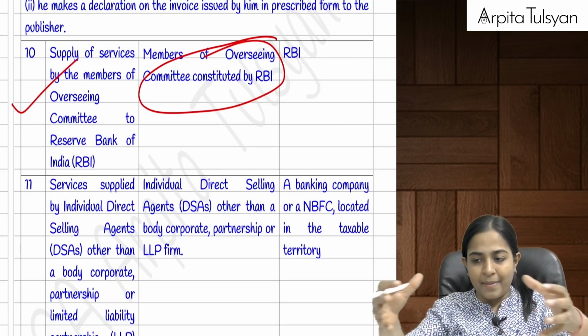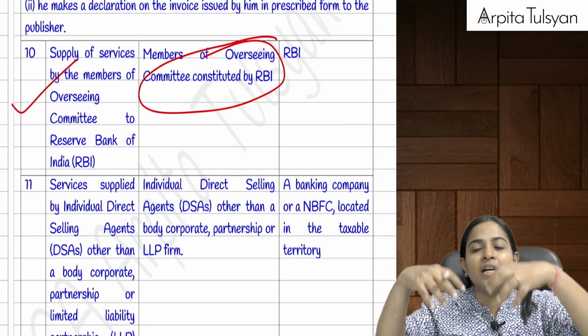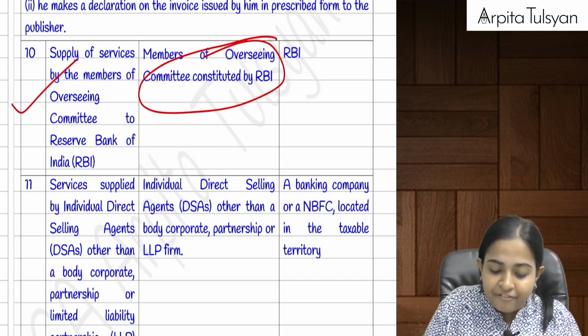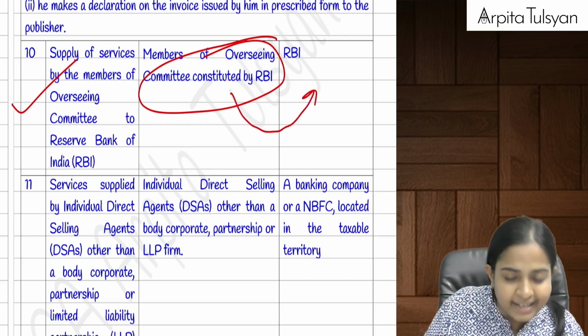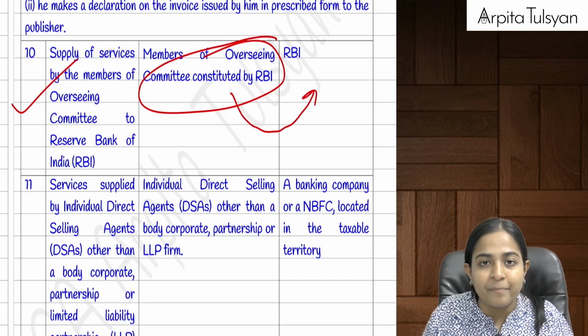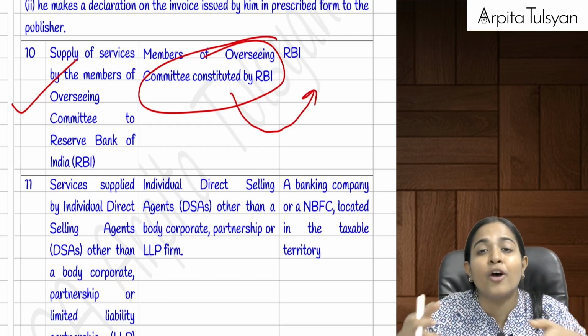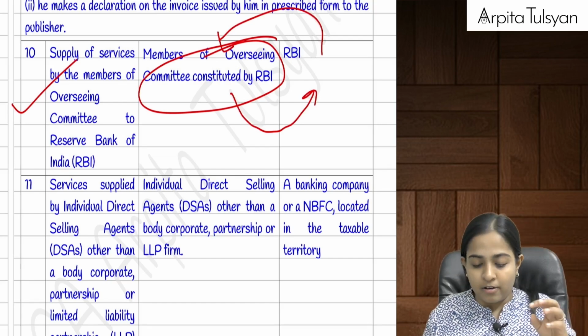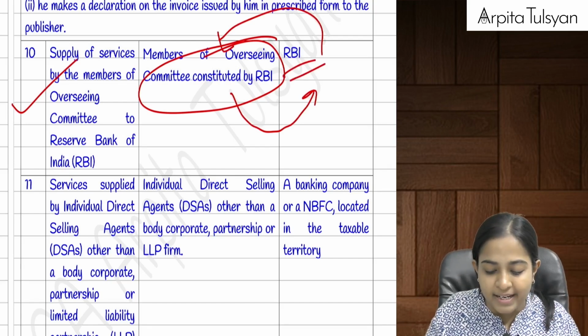Okay, then after that, if there is any particular service which has been provided by an overseeing committee constituted by the RBI, a committee called an overseeing committee, which is formed to keep a check on a few matters. If those committee members are providing services to the RBI, doing some work on behalf of RBI or for RBI, for which RBI is going to pay them, the responsibility to pay the tax to the government is on the RBI.